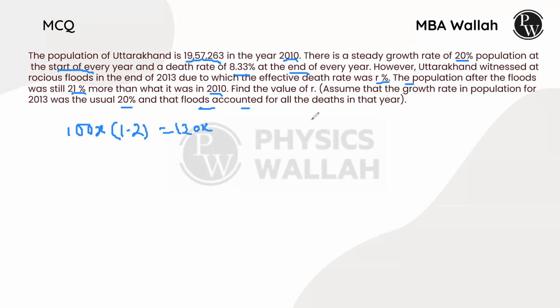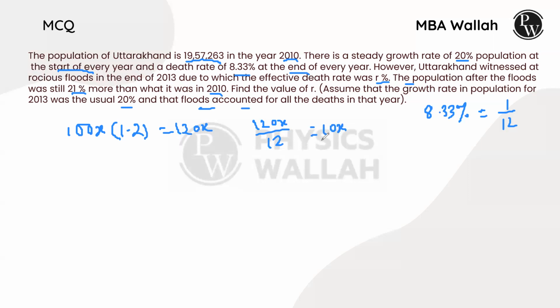Now, at the end of every year, the population shrinks by 8.33%. We can see that 8.33% is equal to 1 by 12. So because the death rate is 8.33%, it means the population shrinks by 1 by 12. So the shrinkage in population after the end of year 2010 is going to be 1 by 12 of 120x. So the shrinkage is 120x by 12, that is 10x.